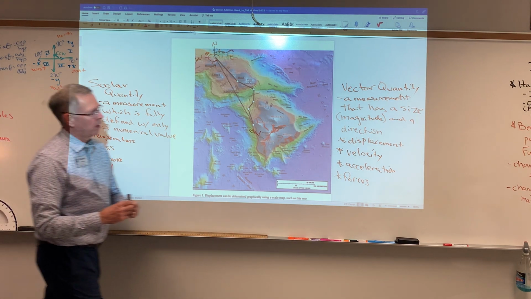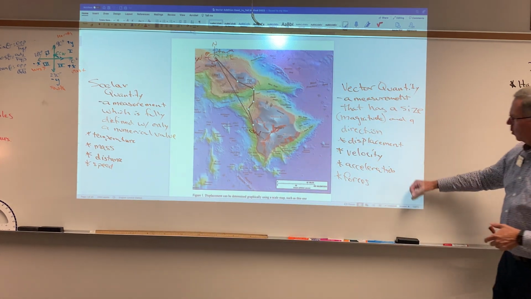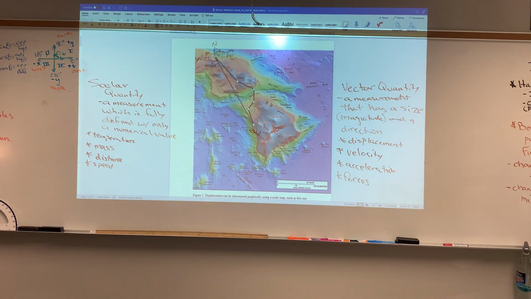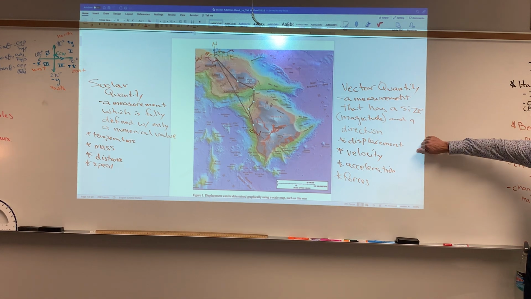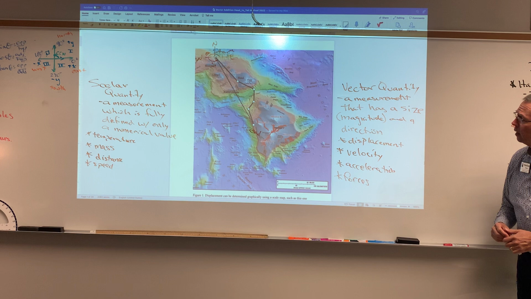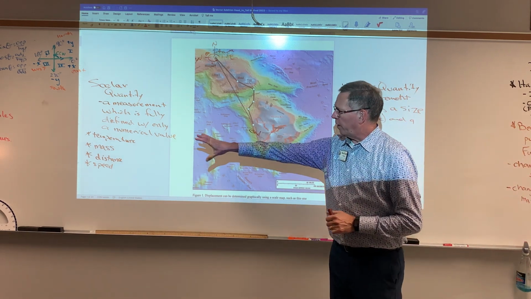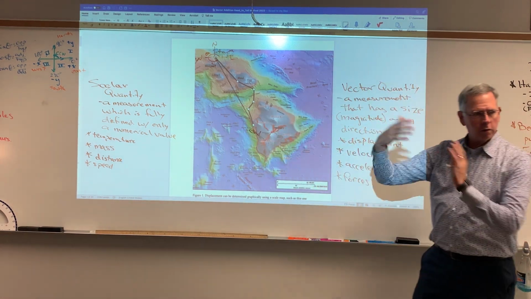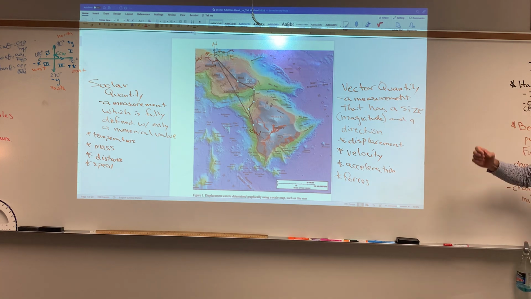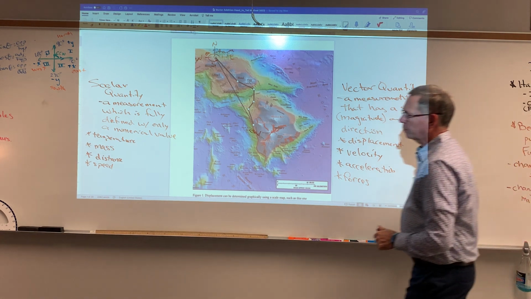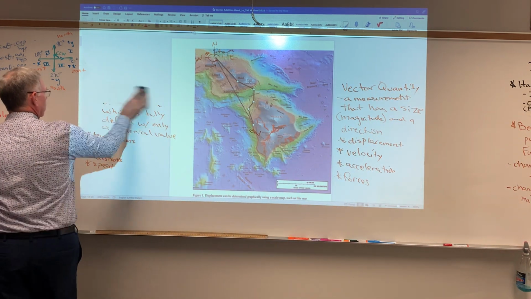All right, so those are our main vector quantities, but anything that has a size or a magnitude and a direction is considered a vector quantity, okay? All right, so that's the difference between the two. Scalar is fully defined by only a numerical value. How big is it, okay? And then a vector quantity has a magnitude and a direction, okay? All right.